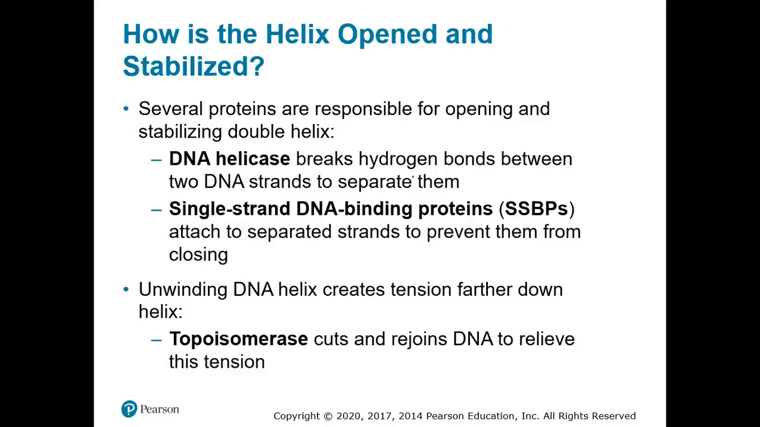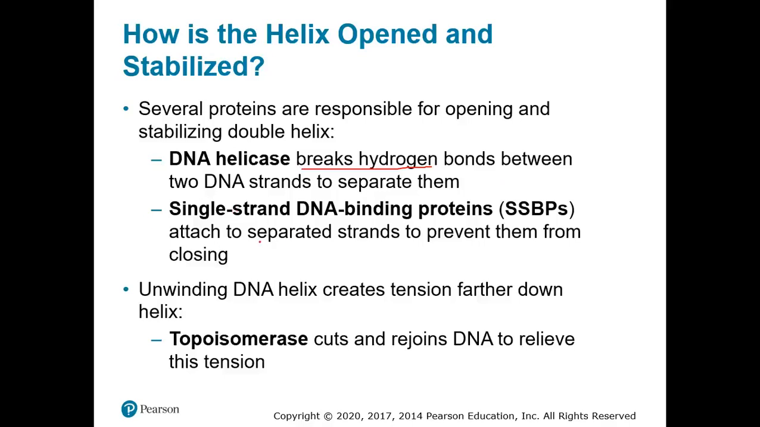Now, let's talk about a few more key players. So DNA polymerase, that's what's going to go in and add in the bases, right? That's what's going to read the template and add in the appropriate complementary bases. Now, some more key players, okay, DNA helicase. This is what goes in and actually breaks the hydrogen bonds. So this is what's going to go in and separate our DNA strands, okay?